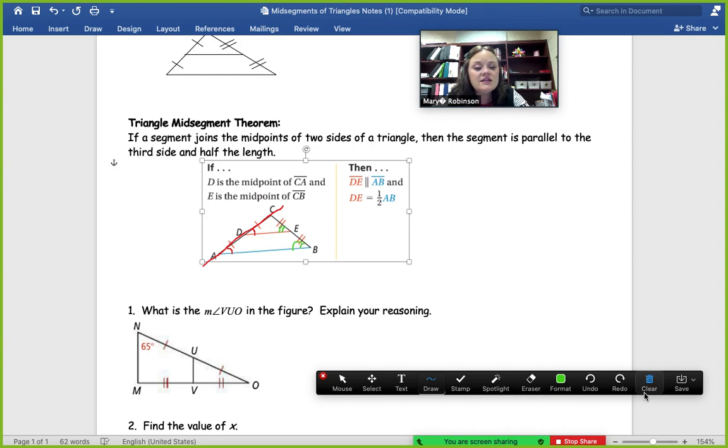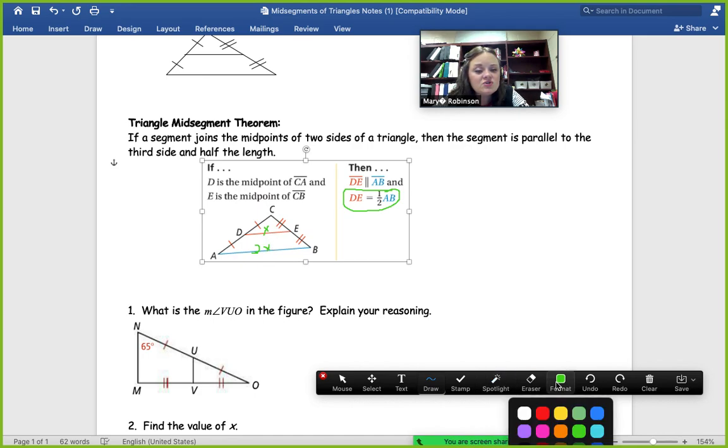So in addition to that, I'm going to clear this. What it tells us is some information about this mid-segment in particular and about its length. It says that DE is equal to half the length of AB. So what that means is, let's say that DE has a measure of x, then AB, rather, is twice as long because this is half. So we can call that 2x.